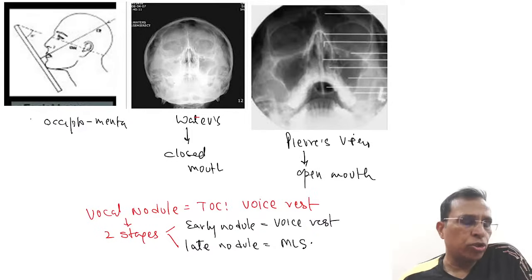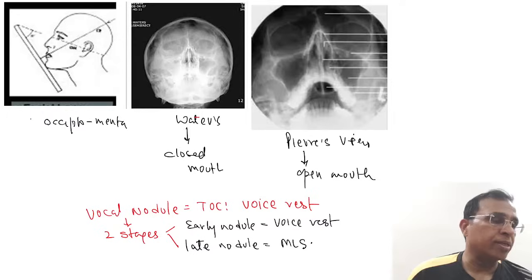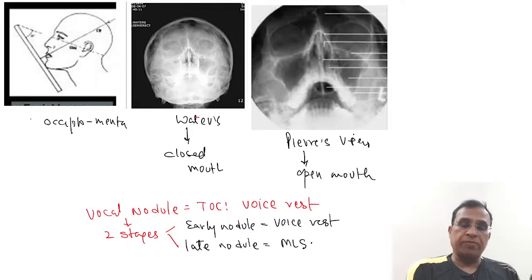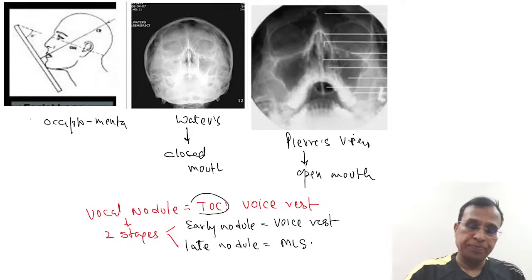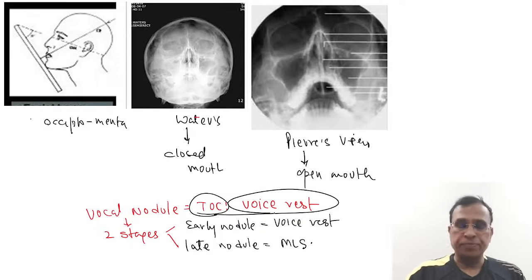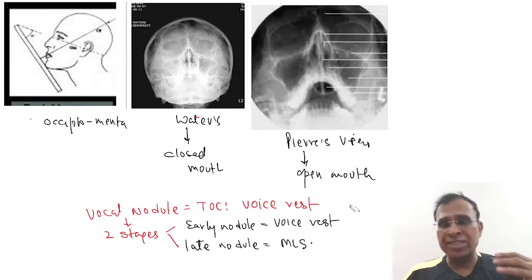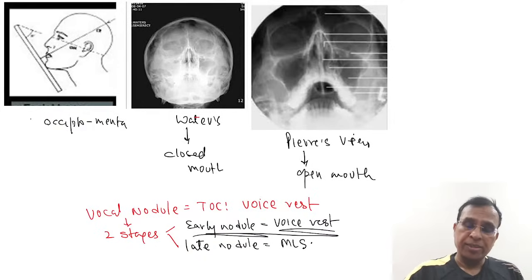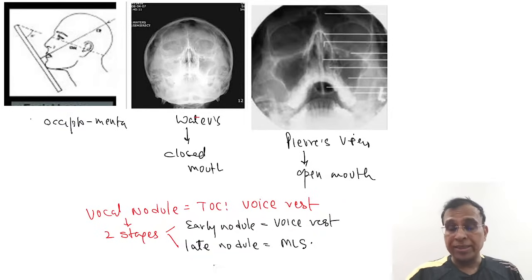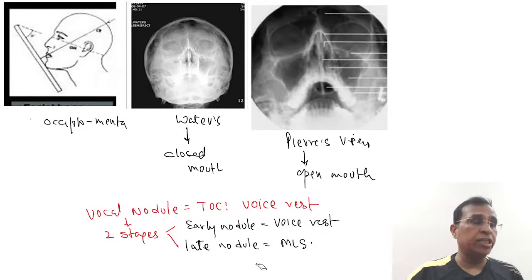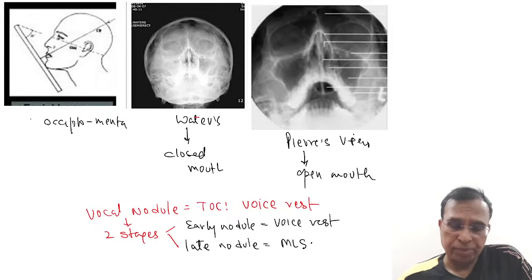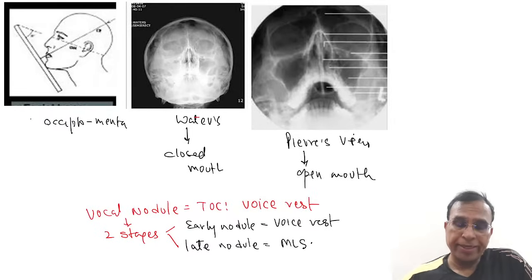Right. So, to answer your question, Nazir Sheikh, if they ask you the treatment of choice for vocal cord nodule, then voice rest is the correct answer. But if it is a more nuanced question, if they are using terms like early nodule, late nodule, then if it is early nodule, again voice rest. But if they use the word late nodule, then it is MLS, micro-laryngeal surgery. Okay.